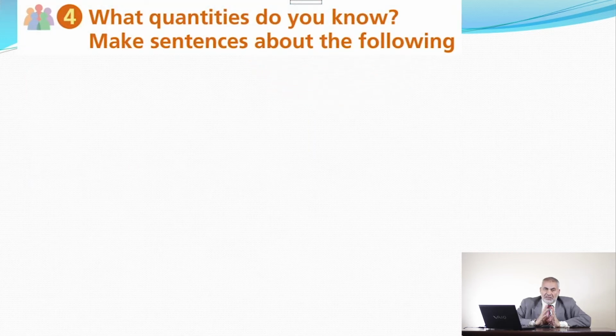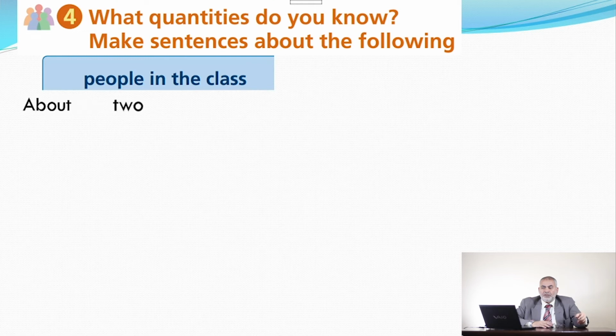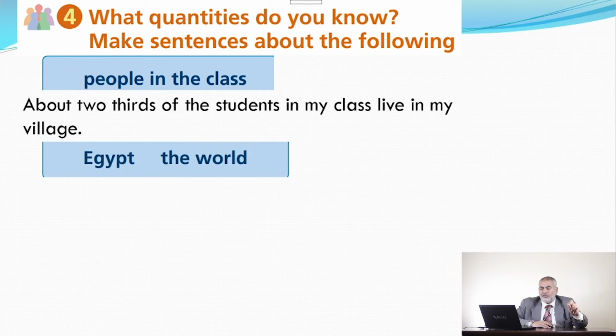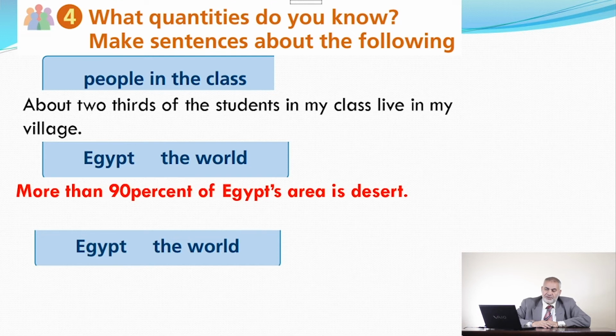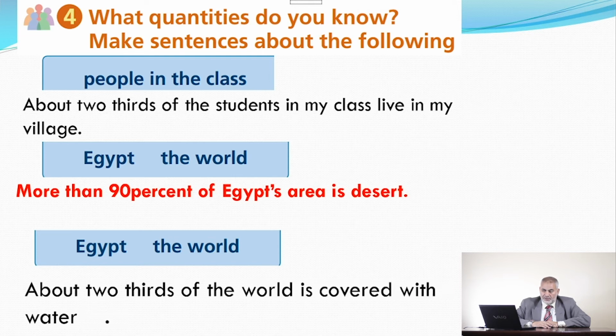What quantities do you know? How to express quantities. Make a sentence about the following, like this. People in the class, about 2/3 of the students in my class live in the village. When I want to express the quantity of something, I use expressions like half, 3/4, 2/3, and so on. Or we use the percentage, like this. In Egypt, more than 90% of Egypt's area is desert. Or about 2/3 of the world is covered with water.